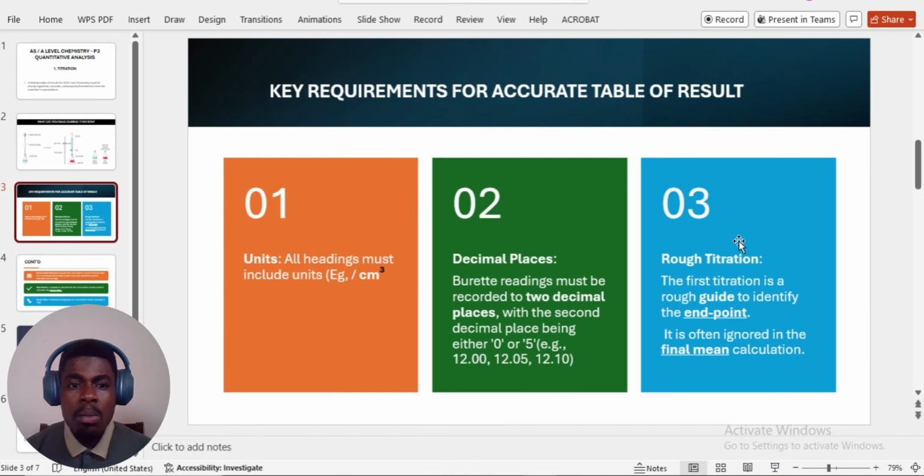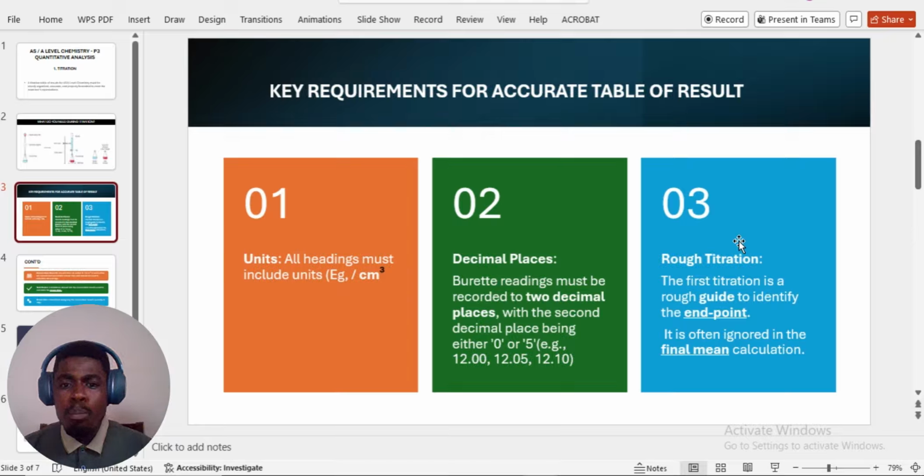With the accurate table of results, these are the major things that should go into the table. Not only three, there are others. One is the unit. With the unit, all headings must include their unit. So for example, if it is a volume of FA1, then you put slash centimeter cube, initial burette reading slash centimeter cube, final burette reading slash centimeter cube. This is what the examiner wants you to do.